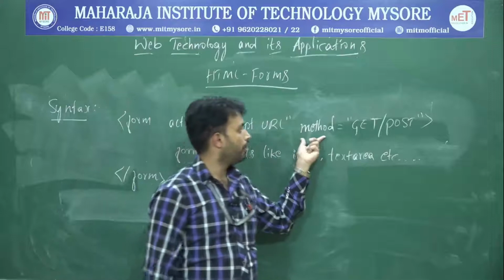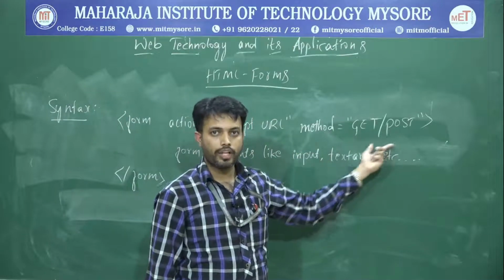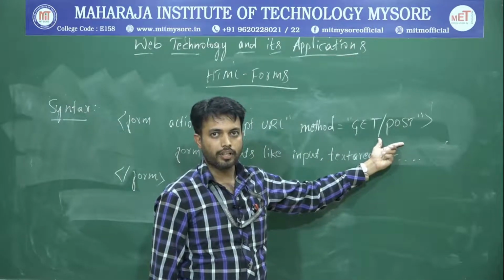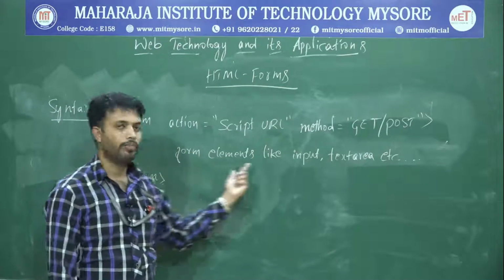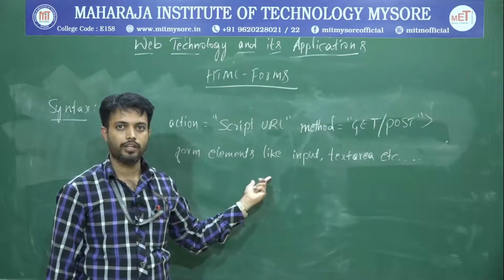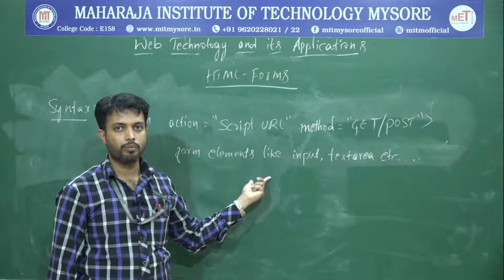So next one is method. Either it is get or post, that I will come to. I will explain that later. So followed by form elements. And it will also include what?